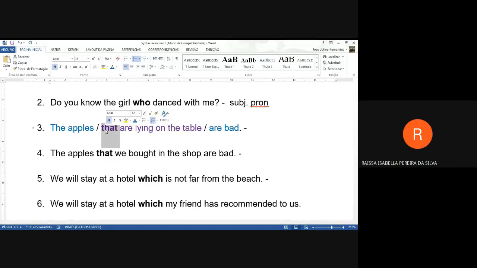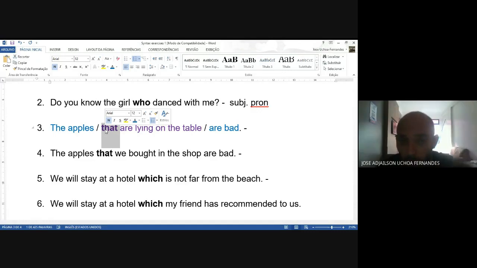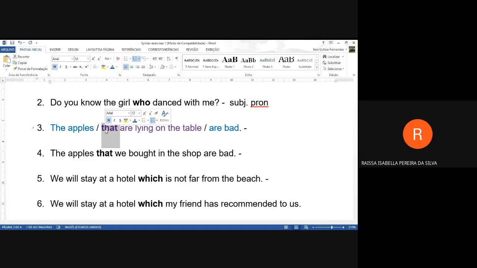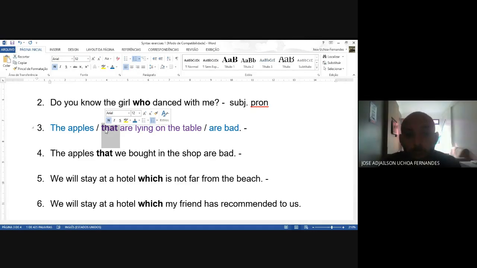Object. I didn't hear that there was a cut. Again, it's the subject pronoun. Why is it the subject pronoun?